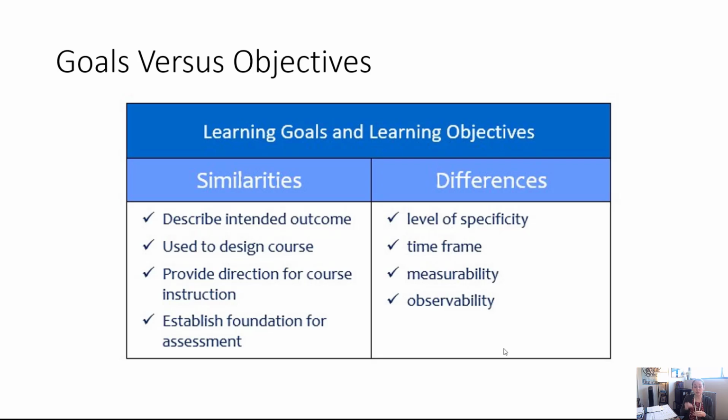Also, objectives should be measurable. So I can create an assessment off that specific objective, and I can measure that a student understands and knows that objective. Whereas a goal, again, is more broad-based, and so you may not be specific enough to be able to measure it. But both provide a foundation of what your instruction is going to look like and what your assessment is going to look like.